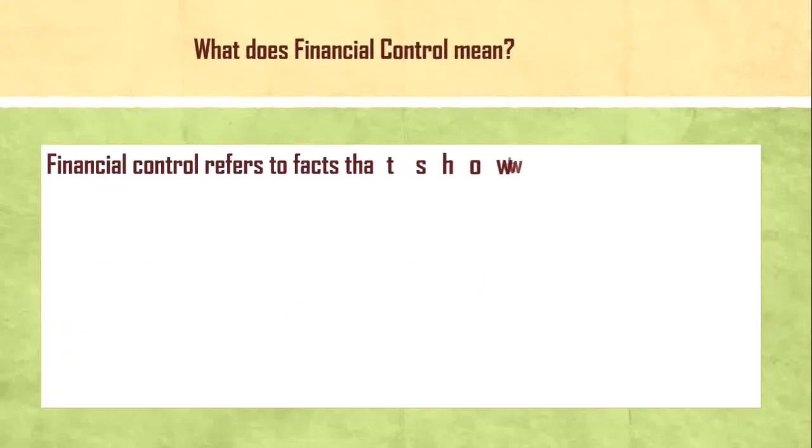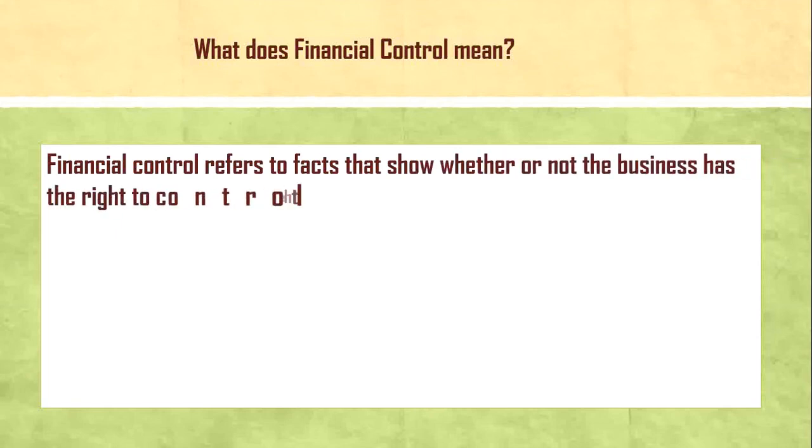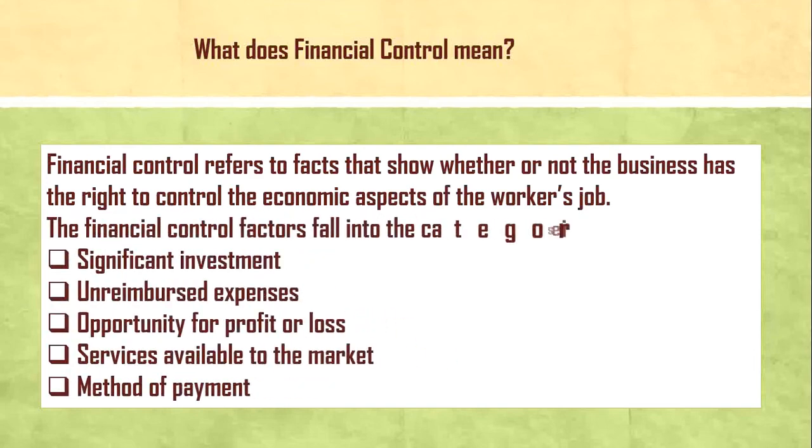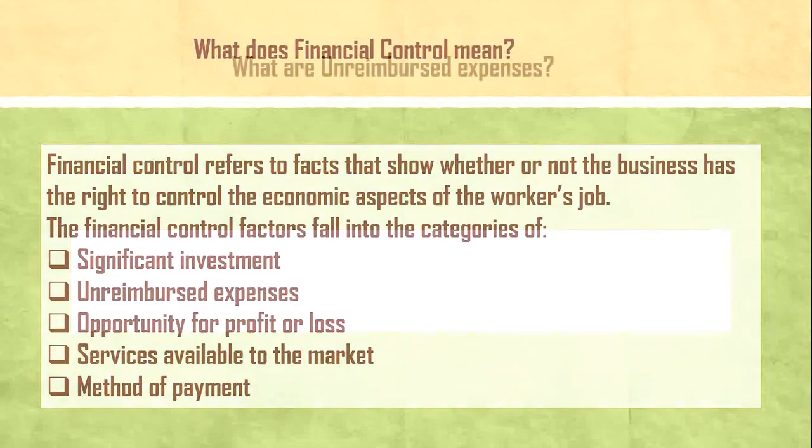What does financial control mean? Financial control refers to facts that show whether or not the business has the right to control the economic aspects of the worker's job. The financial control factors fall into the categories of significant investment, unreimbursed expenses, opportunity for profit or loss, services available to the market, and method of payment.